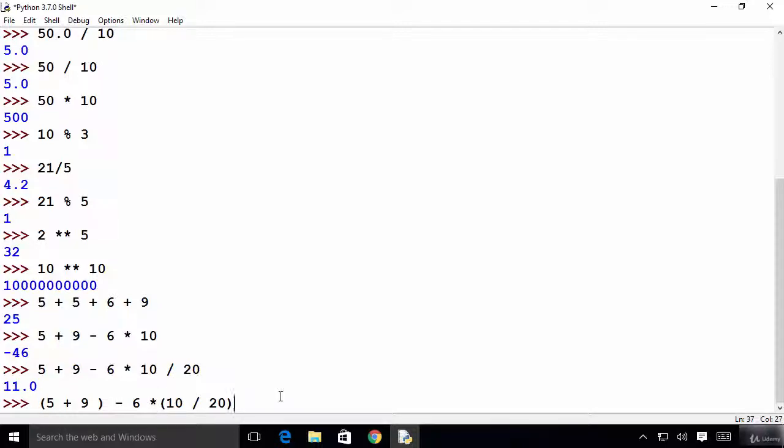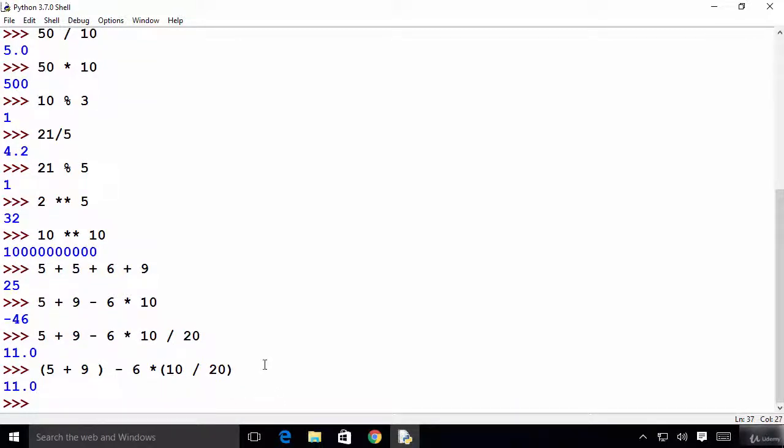So let's press enter and let's see what the result is. The result here is 11. And how did we get this result? So 5 plus 9 is 14, and the division of these two numbers is 6 by 2. So 6 will be divided by 2, which is 3, and then at last 3 will be subtracted from this result, which is 14, which will give you 11.